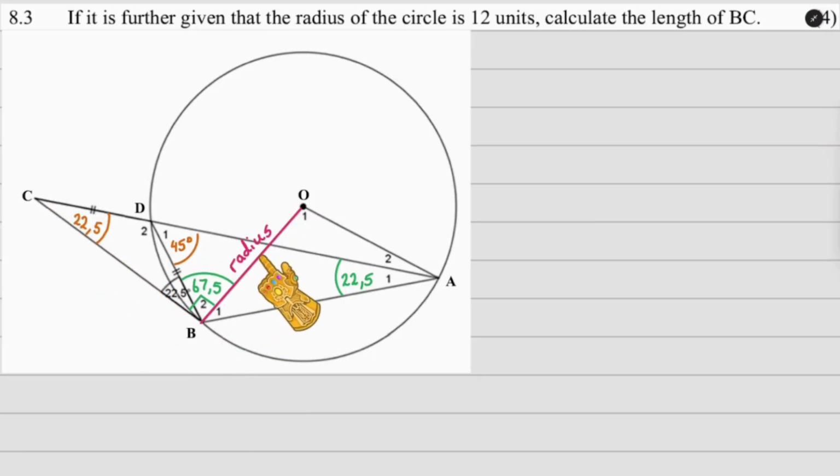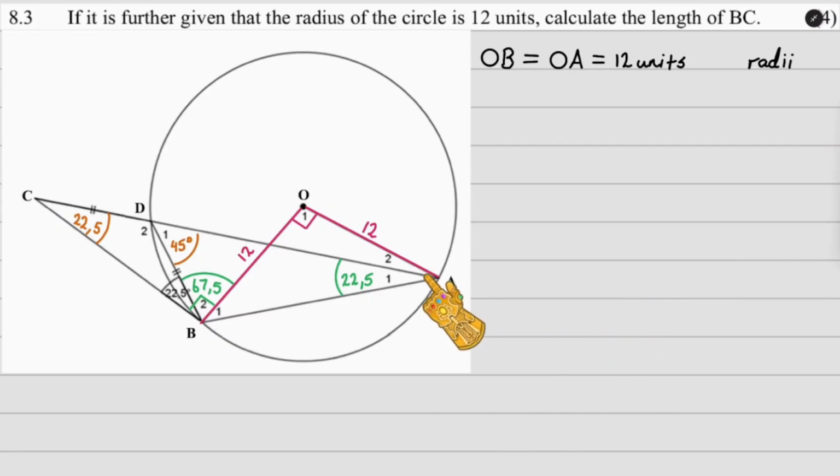So we did recognize earlier that this is a radius, so that will have a length of 12 units. And then I see another sneaky little radius over here, OA. Okay, and let's go through how we express that to our teacher. We just say OB equals OA equals 12 units, radii. And I'm also noticing both of those are in a 90-degree triangle. And a 90-degree triangle is the nice side of town.